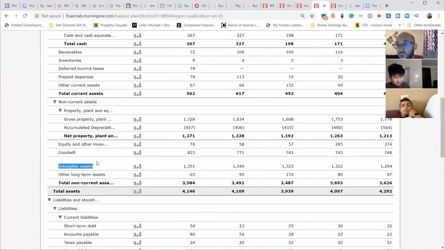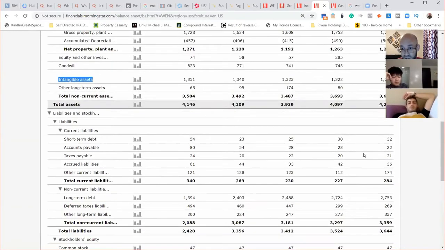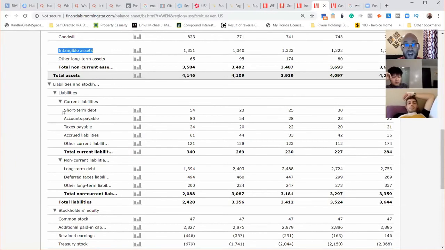Now, in this case, because Wendy's is a pretty big brand name in the United States, there's some value here. But what I'm going to show you is something that you'd never see, especially on a giant company. When you subtract the goodwill and intangible assets from the assets section of the book value calculation, and then you subtract total liabilities, book value, essentially in this case, again, tangible book value is negative.